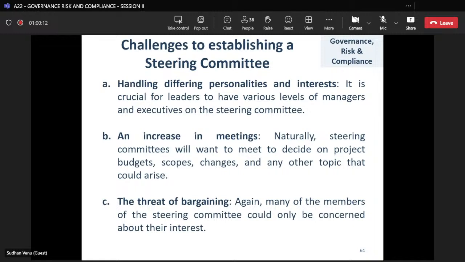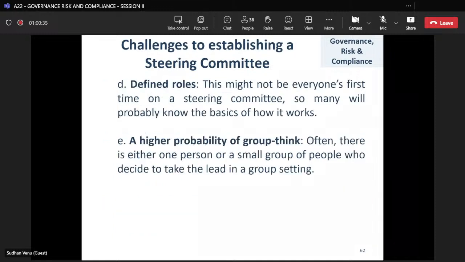And an increase in meetings. So naturally, the steering committee will want to meet and decide on the project budget, scope, changes, and any other topic that could arise. They have to increase the meeting size and face the threat of bargaining. Again, many of the members of the steering committee could be concerned only about their own interests, and defining roles matters, as it might not be everyone's first time on a steering committee. So many will probably know the basics of how it works.